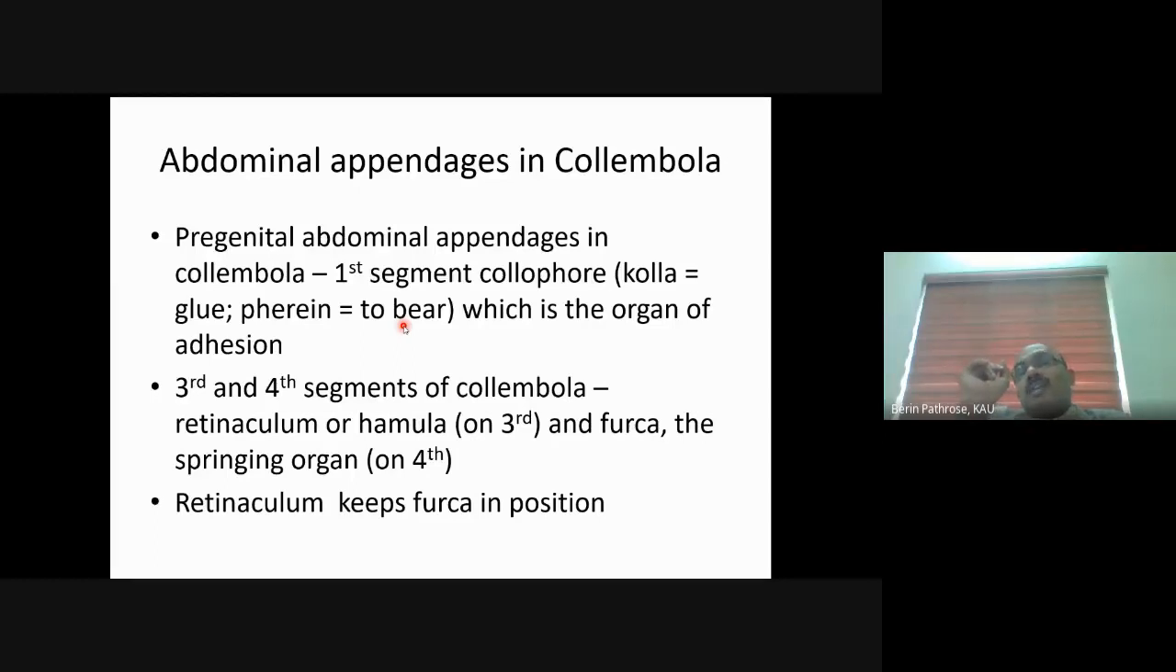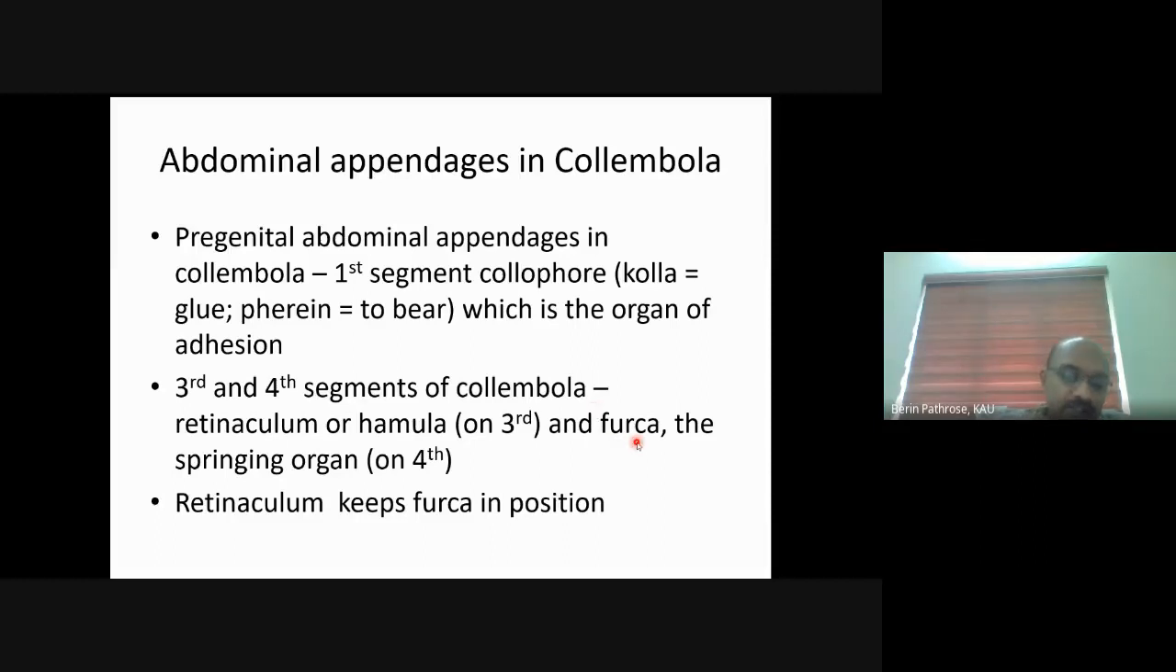Then we have appendages in the third and fourth abdominal segments. These appendages help the movement of Collembolans. The third abdominal segment has an appendage called the retinaculum or hamula, and the fourth abdominal segment has another appendage called the furca.